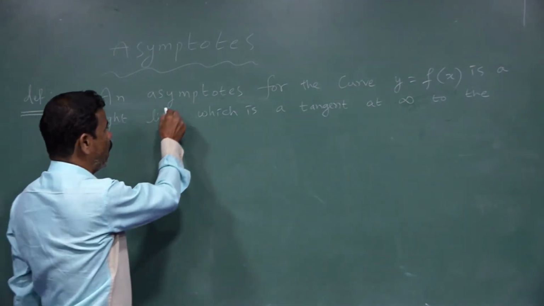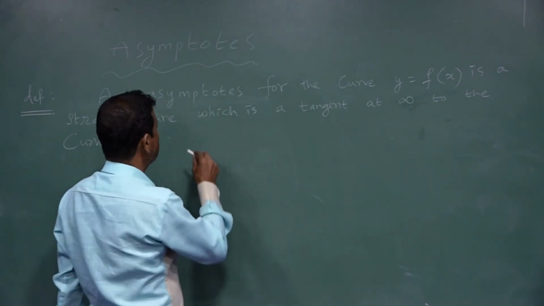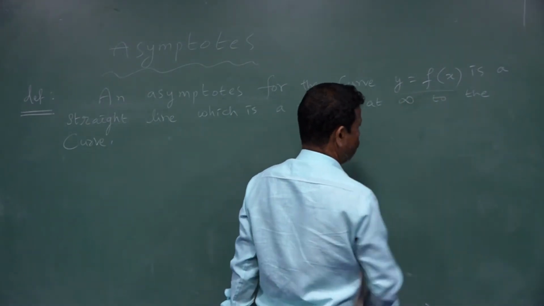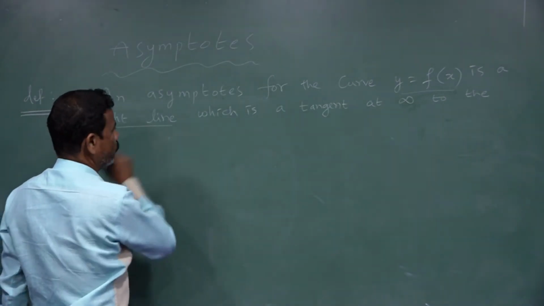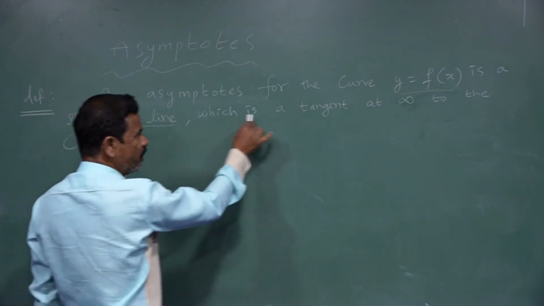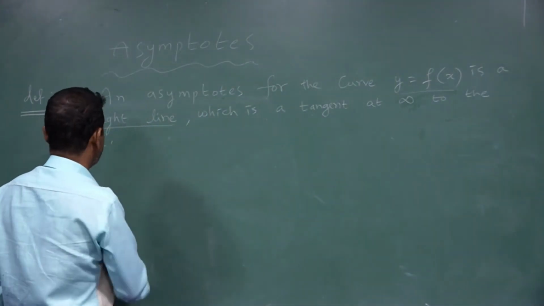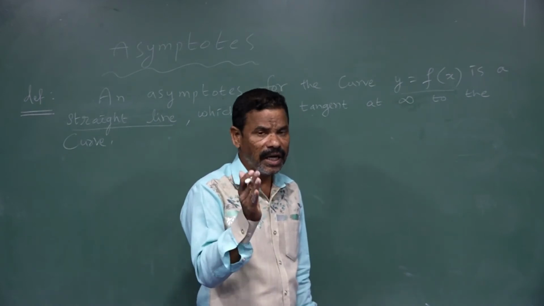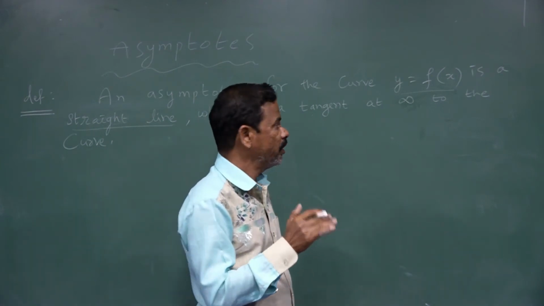Here the topic is asymptotes. Definition: for the curve y is equal to f of x, that is, the function y in terms of x, an asymptote is a straight line which is a tangent at infinity to the curve. An asymptote is nothing but a line that touches the curve at the infinity point. That is called an asymptote.